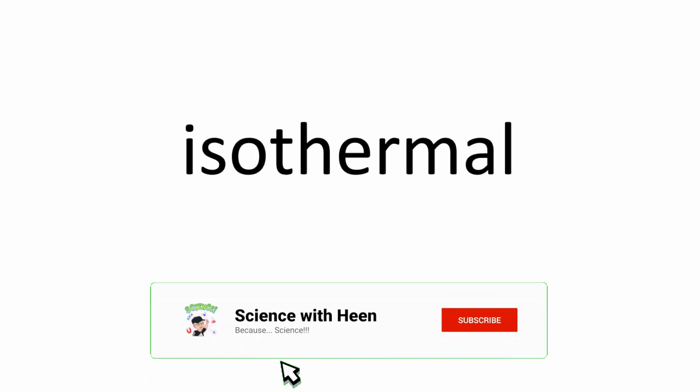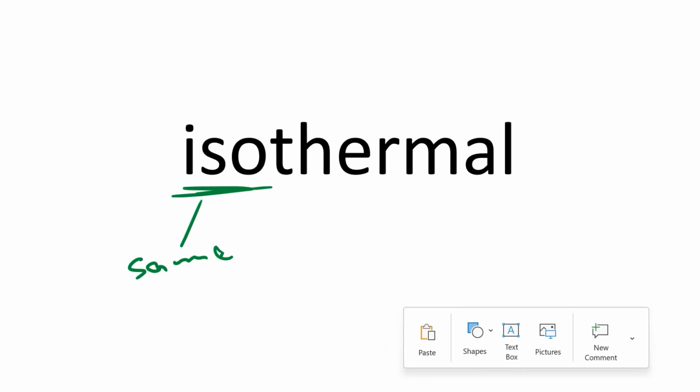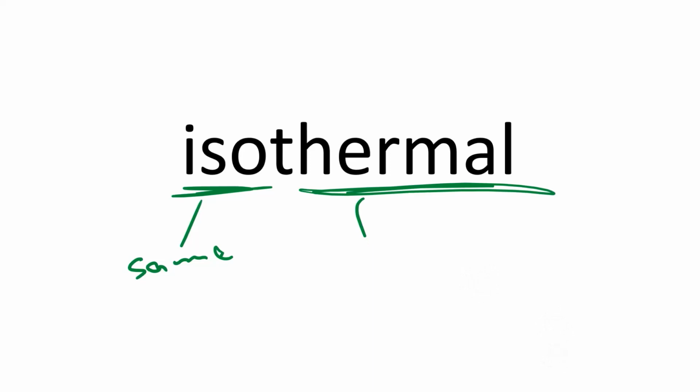Alright, first word up, isothermal. Iso is the prefix. The prefix is at the start and the suffix is at the end, right? So iso tends to mean same. Something is staying the same, right? Let's make that an E. There we go. Thermal tends to mean about heat or temperature, right? So thermal, thermo, thermic, they're all to do with heat, temperature. So what is this isothermal business?